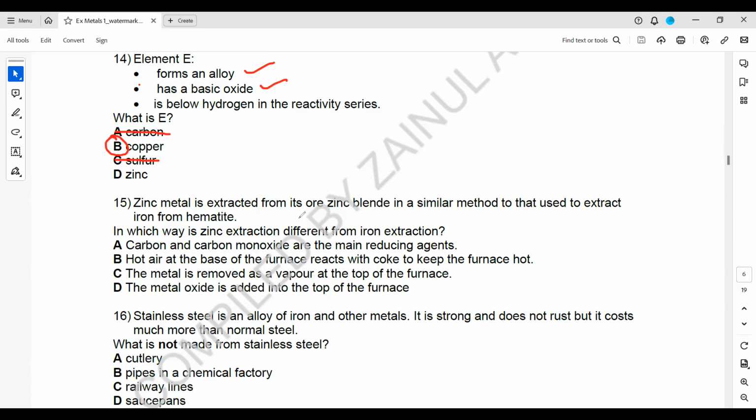Zinc metal is extracted from its ore zinc blende in a similar method that is used to extract iron. In which way does the extraction of zinc differ from iron? The main difference is that the metal is removed in the form of vapor, but the experimental method is not needed. So this question you will omit, okay? Because it's related to the experimental procedure.